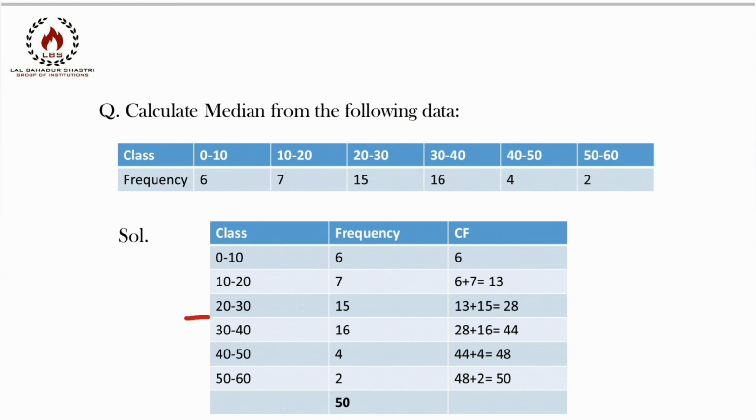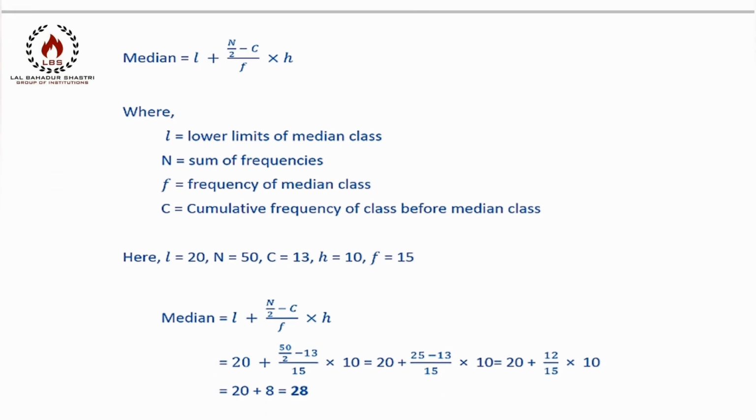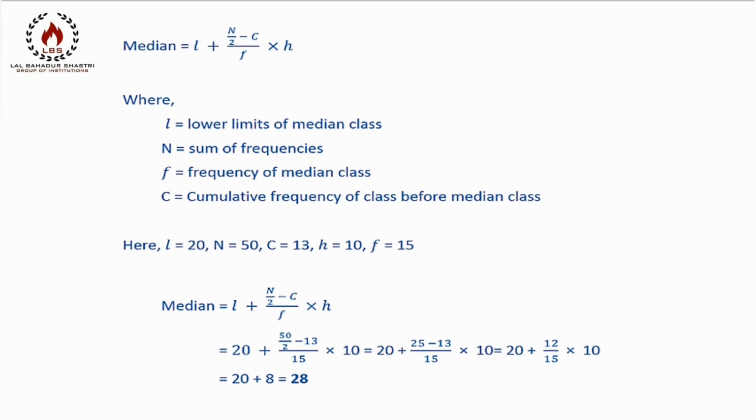What was our median class? This 20 to 30. So CF will be this 13. CF is the cumulative frequency of the class immediately above the median class. Now after putting the values, 20 plus (50 by 2, that is 25, minus 13) upon f, into 10, it comes out to be 28. So in this way you will calculate the median in case of continuous series. We have discussed the individual series, discrete series, and the continuous series. We have only one method for each type of series.